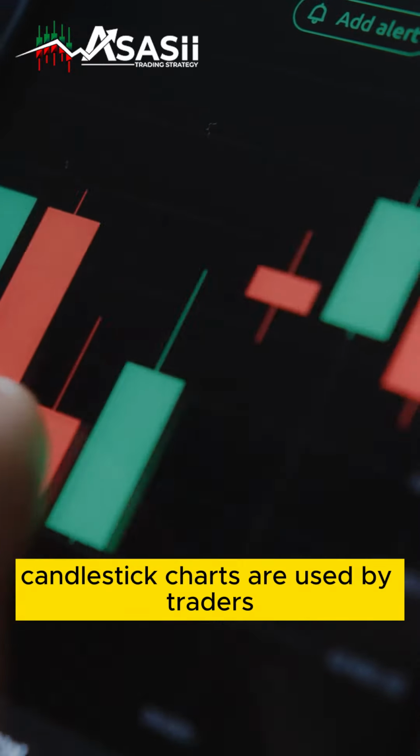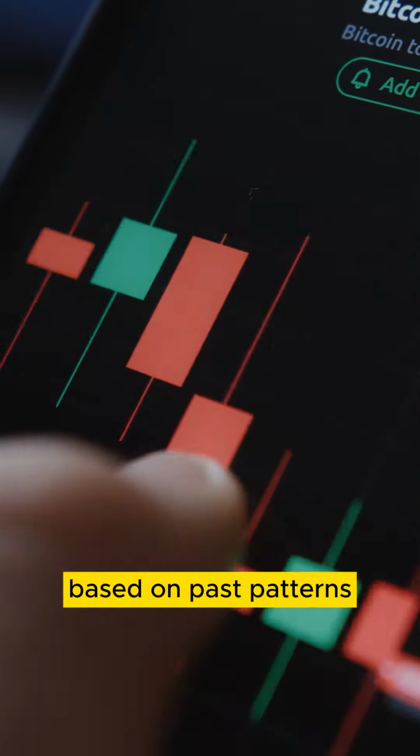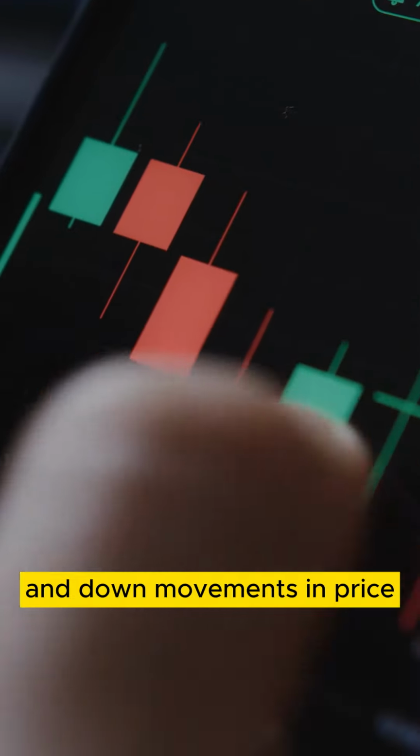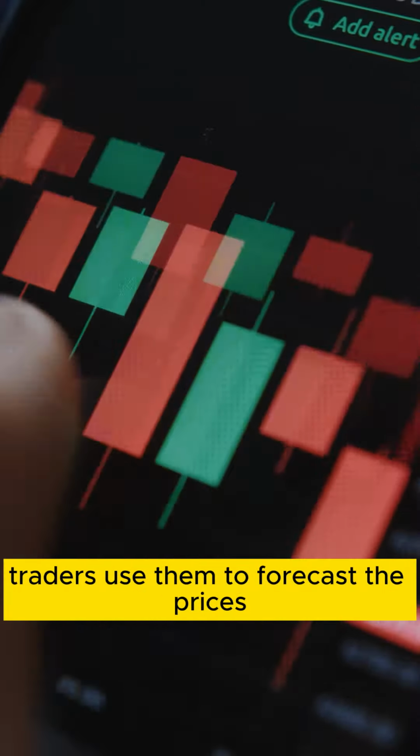Candlestick charts are used by traders to determine possible price movements based on past patterns. Candlesticks are generated by up and down movements in price. While these movements can seem random, traders use them to forecast a price's short-term direction.